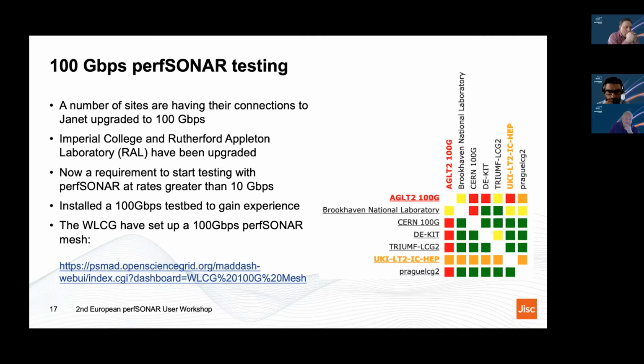So we've installed a 100 gigabit per second testbed in Didcot, with which we're gaining experience in maximizing the throughput that we can get between perfSONAR hosts and data transfer nodes, etc. And Imperial College has joined the WLCG 100 gigabit per second perfSONAR mesh, for which I list the URL and a screenshot.